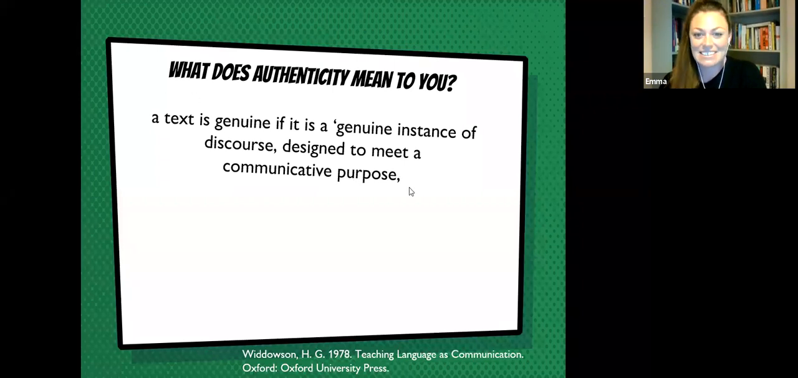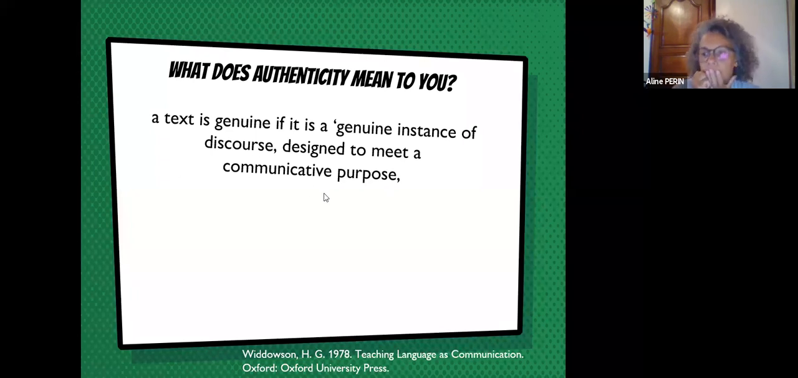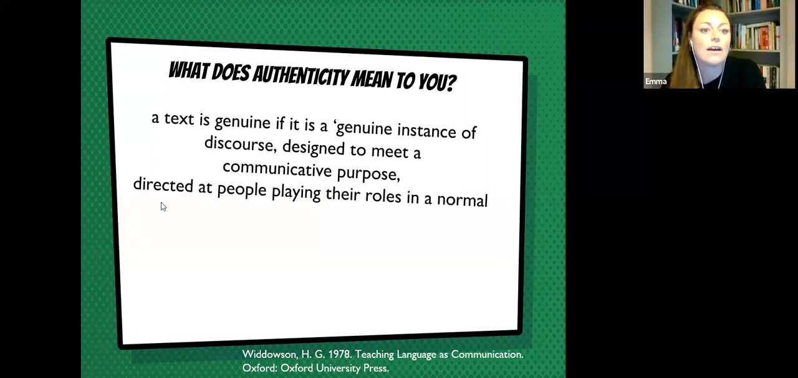Spot on there, some people in the chat. So it's not for display purposes. A text isn't for the sake of itself. It has a reason. It's been written, or we are speaking, or it was spoken. People spoke for a reason. They had something to do communicatively. It's directed at people playing their roles in a normal, I like that word. Well, it's an interesting word.